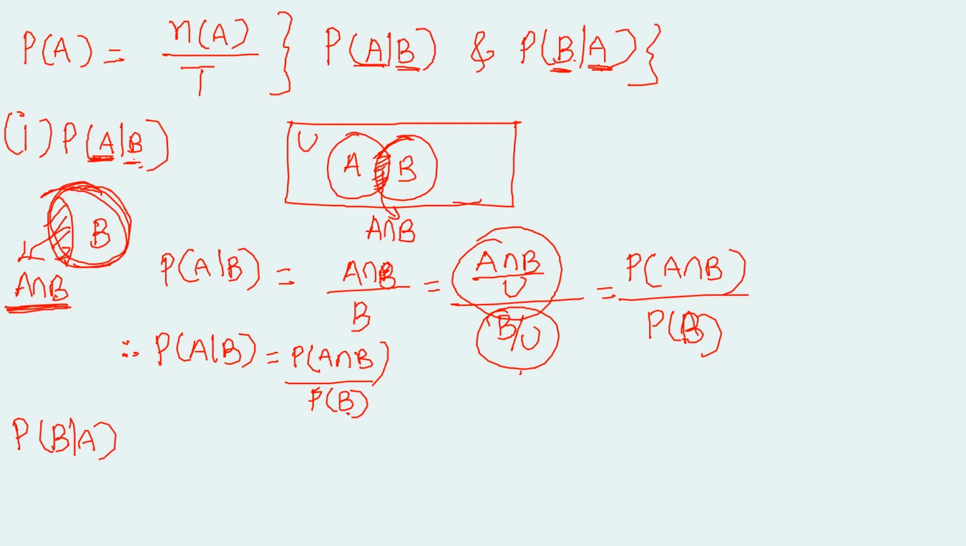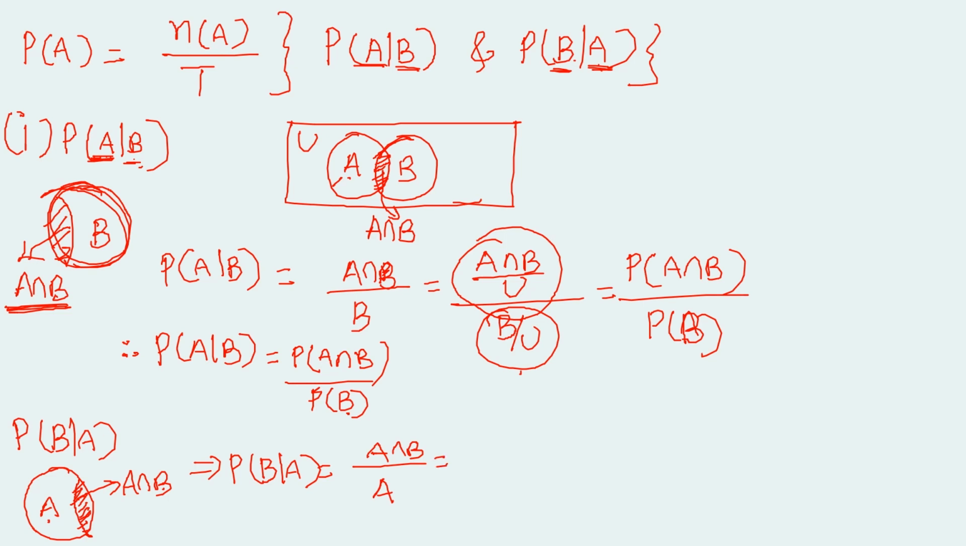For that, take out this A and redraw it here. A, this is the common intersection region, our favorable outcomes. So A intersection B is our favorable because A already occurred. This is our total possible outcomes. For that, we can write probability of B given A is equal to, again the favorable condition is A intersection B divided by total A. Dividing numerator and denominator again by U, that is the universal set, we will have probability of A intersection B divided by probability of A.